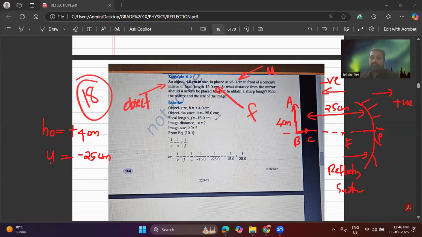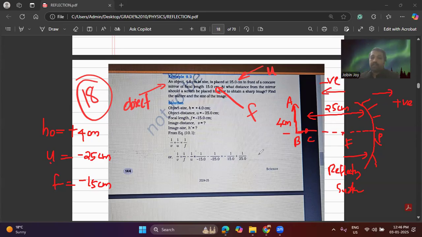Then what is the focal length? F is equal to 15 centimeter. Again, F is in front of the mirror. F in front of the mirror means what is the sign? Minus 15, because F is here in front of the reflecting surface, so it's minus 15.